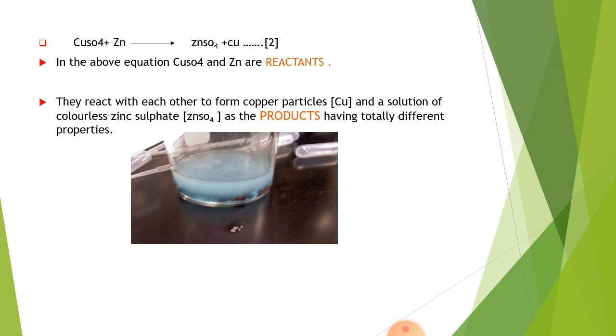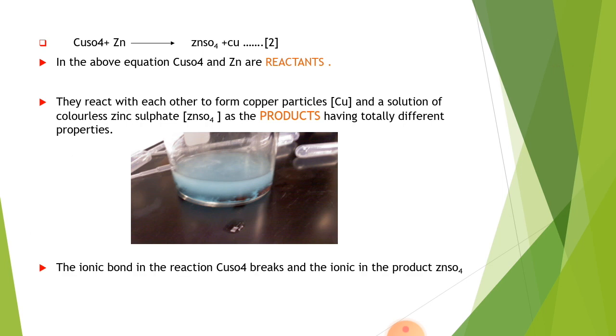As I have told you, when reactants react with each other to form a product, the properties of the product are different from the properties of the reactants. Yes, the ionic bond in the reactant CuSO4 breaks and the ionic bond in the product ZnSO4 is formed during the chemical reaction.